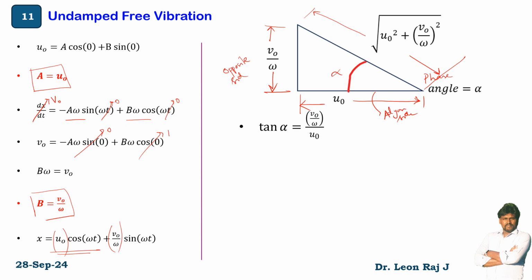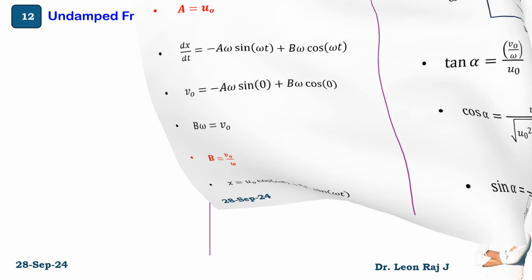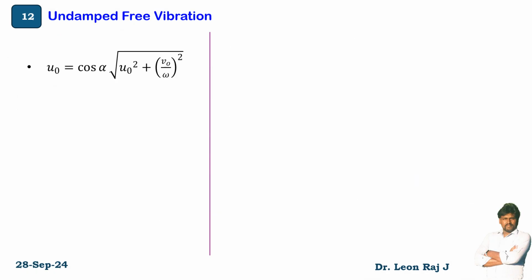So opposite side by adjacent side is your tan alpha. Cos alpha is equal to adjacent side by hypotenuse. Sin alpha is equal to opposite side by hypotenuse. What is the hypotenuse? Square root of u0 square plus (v0 by omega) whole square. Now u0 is equal to cos alpha times square root of u0 square plus (v0 by omega) whole square. So this is your hypotenuse, and this is cos alpha.